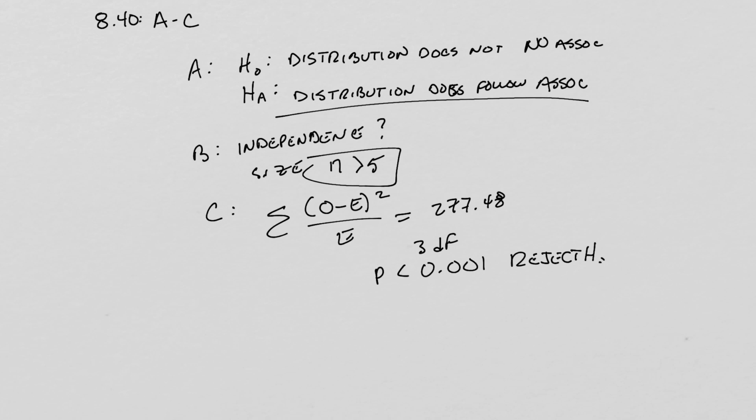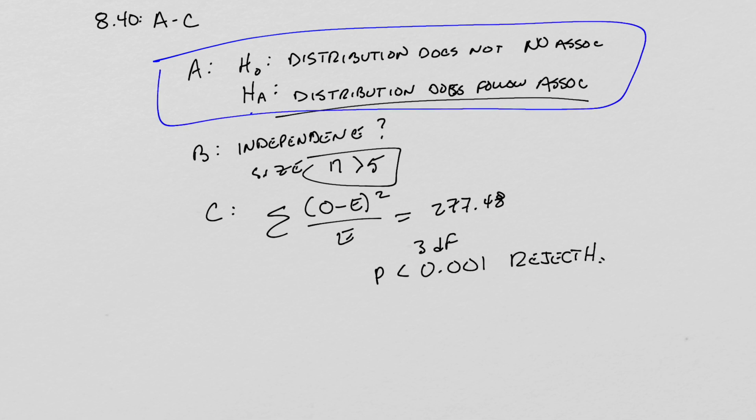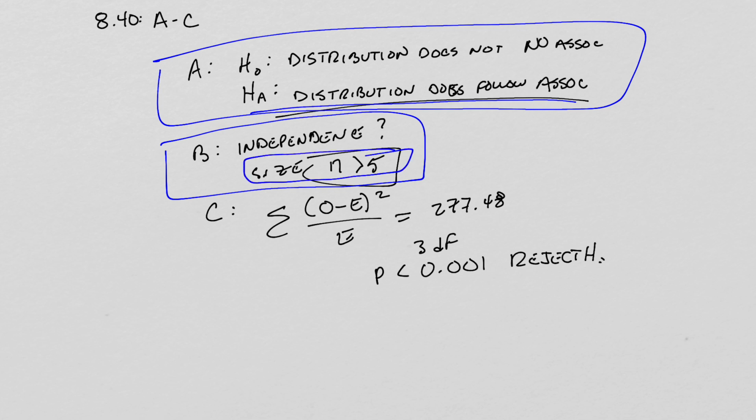All right, I don't know why it didn't record 840, but here the null is that the distribution does not follow an association. The alternative is that it does. We are not told about independence, but the sizes of our cells are all greater than 5, so that's good. And then we do our chi-square statistic. Remember, observed minus expected squared over expected. All added up together gives us 277.48 with 3 degrees of freedom, which is a very low p-value, and so we reject the null hypothesis.